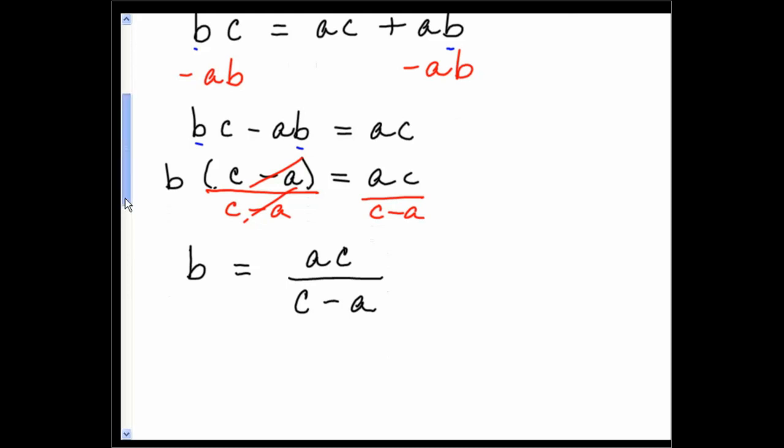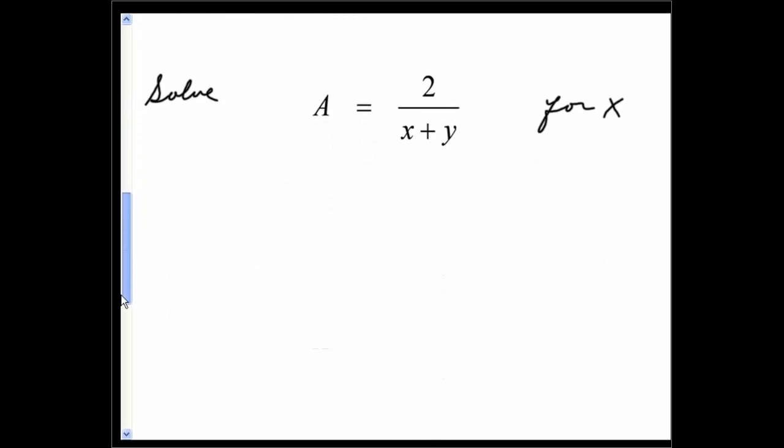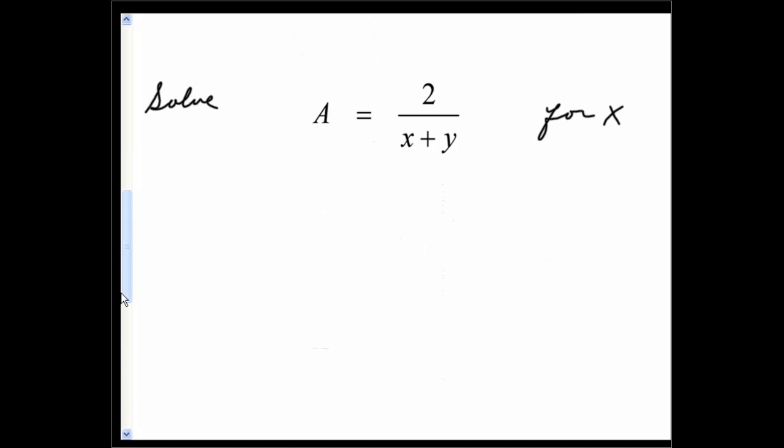All right, the next example, we're going to solve this equation for x. Now, a is not a fraction, but there is that term. It is a term on the left side of the equal sign, and you can rewrite that as a over 1. Now, what is the least common denominator here? Well, it's x plus y.